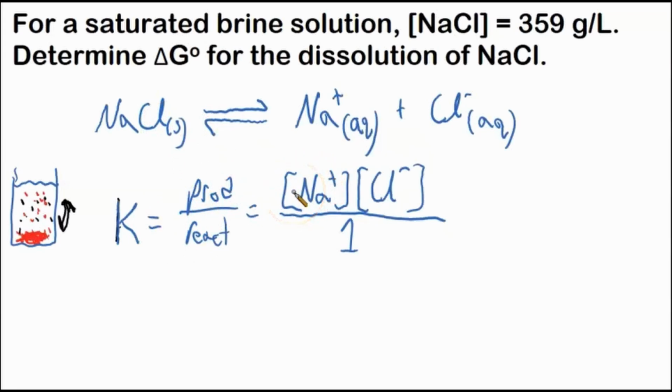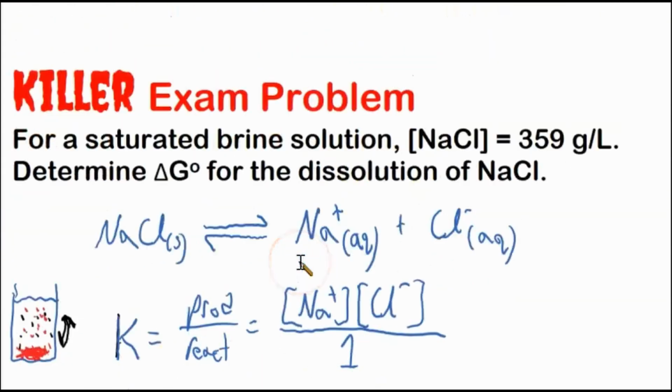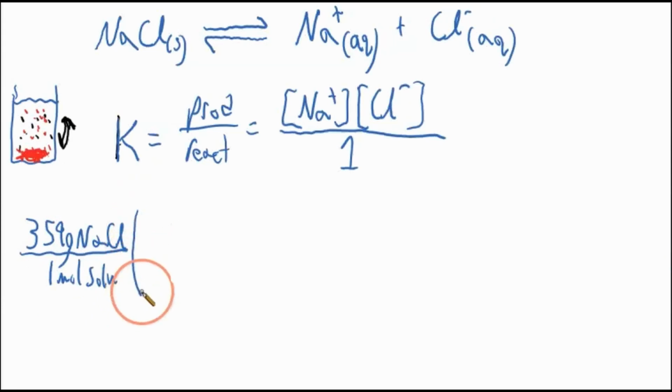Now, so this number here, this concentration, can tell us how much of this can dissolve, which can give us the concentrations of these ions when it's in equilibrium, when it's fully dissolved, because this is how much dissolved. Okay, to give ourselves more room, we're going to start off with this 359 grams of NaCl for every 1 liter of the solution. And we want to find out how many moles of each of these ions there are.